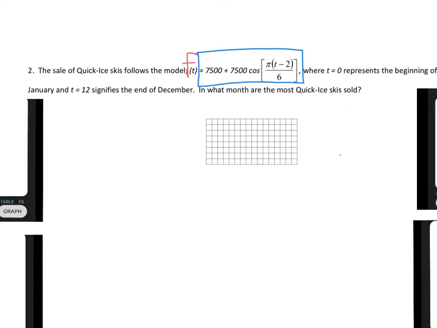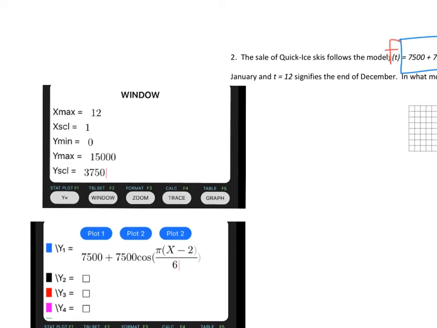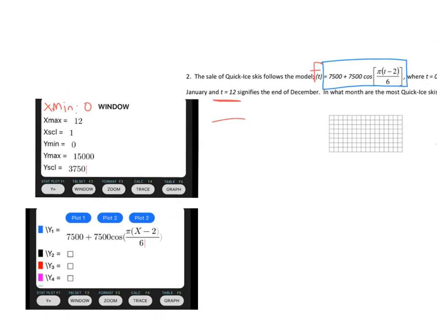Okay, so first off, we need to make our window. So they don't tell us the proper window, but you can kind of guess, because we know from the first slide you always want to try to make your x-min 0, and then I'm using 12 because T equals 12 is the end of December. But again, we can get this from our B value. So let's analyze the equation.